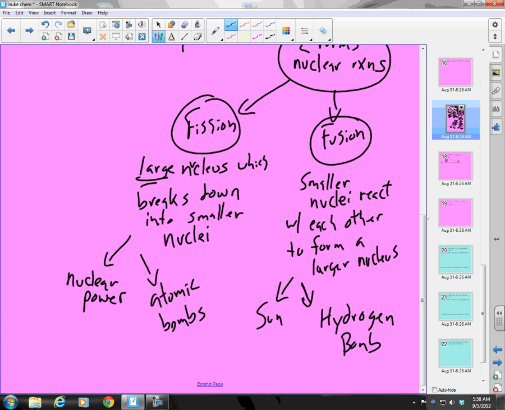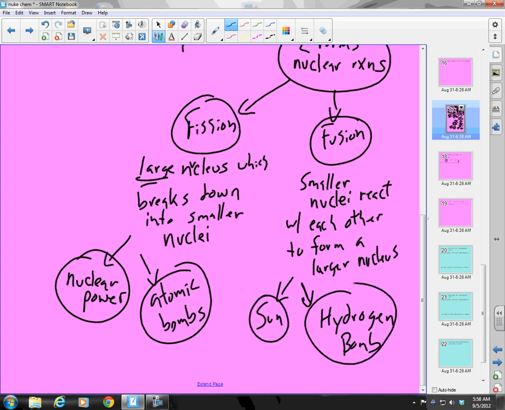Great. So there we have it. Fission, you have a big nucleus breaking down into smaller nuclei, not nucleuses, and that is nuclear power and the atomic bombs. And fusion, two smaller nuclei that fuse together to make a bigger nucleus, and that's what's happening in our sun, and that's what happened with the hydrogen bomb.